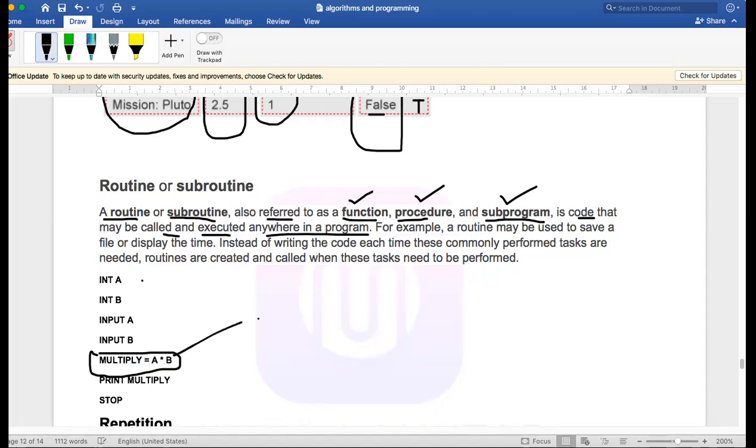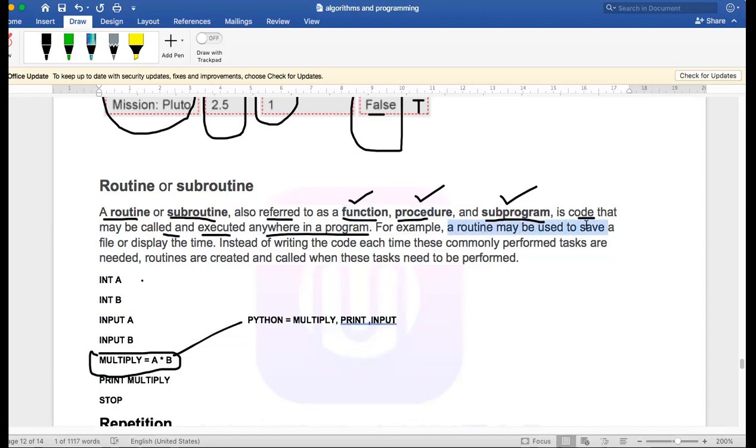Like if you are a user of Python, or Java, or any other language, they know the meaning of multiplication or multiply. They know the use of print, they know the use of input. It means that all these things are already stored in the Python library, and whenever we need them, we use them like this. So they are functions, procedures, or subprograms.